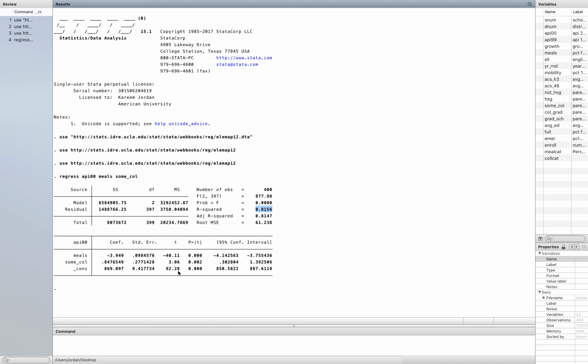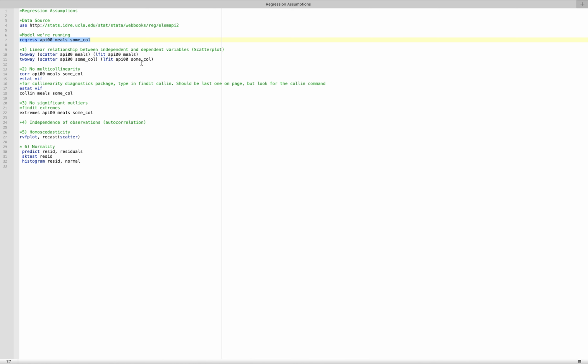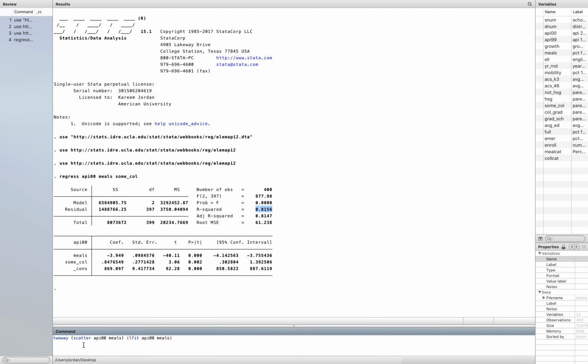So here's your model. Now we have to figure out: are the assumptions of regression met? The first assumption of regression, and you can do these in any order, is that there is a linear relationship between your predictors and your outcome. So again, a linear relationship between your predictors and your outcome.